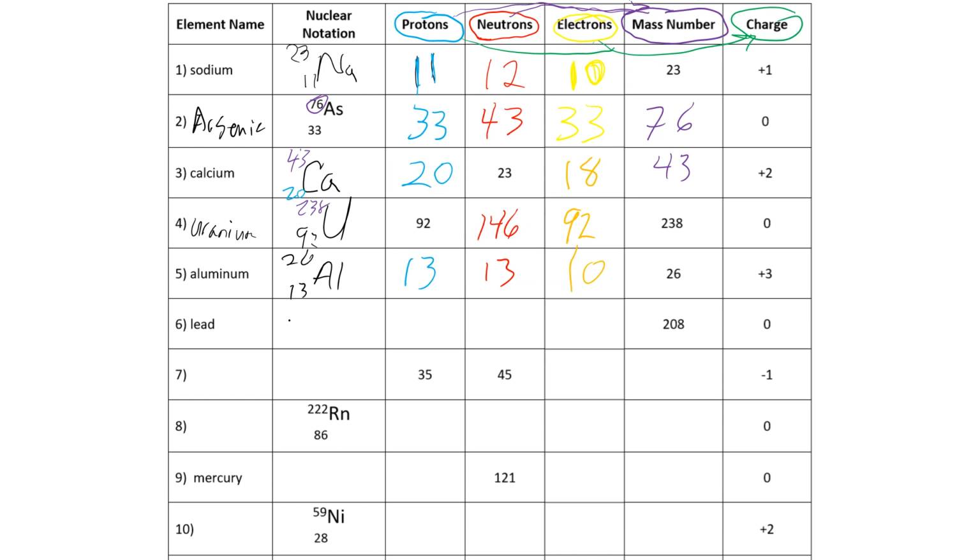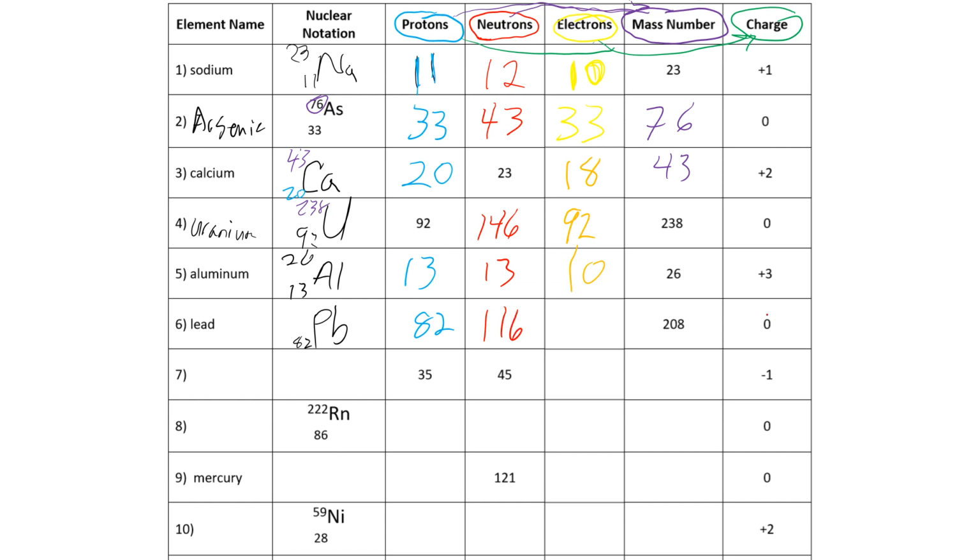All right, lead is Pb. Lead is number 82. So its protons is 82. So we got that taken care of. The neutrons you figure out from the 208. So if the mass is 208 and the protons is 82, that makes the neutrons the difference between those two, which is 126. So 126 plus 82 equals the 208.